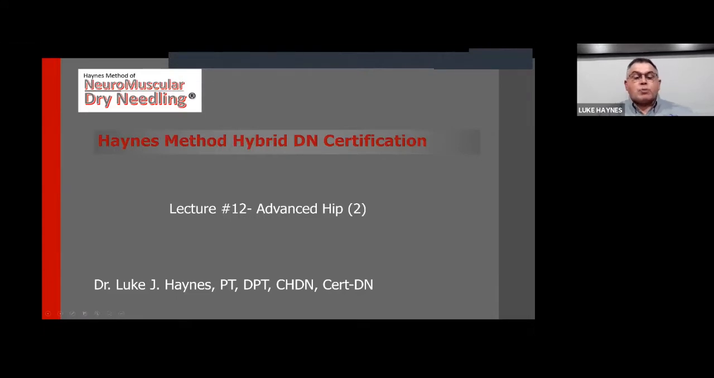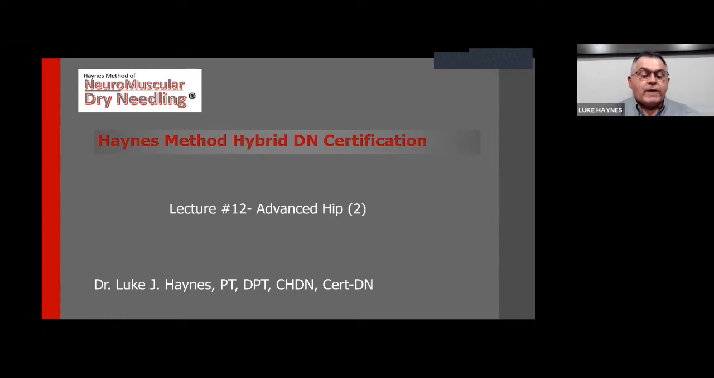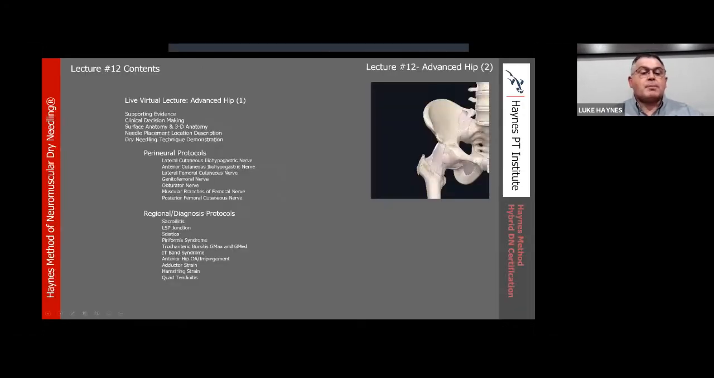All right. This is lecture 12, advanced hip number 2. Last lecture, we had our advanced muscle kneeling, our tendons, our ligaments. So this lecture, maybe a little shorter this time. We'll see what happens. We're going to look at the perineural protocols and the regional specific diagnosis protocols. So we're going to jump right in.